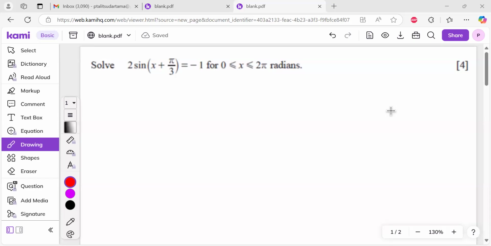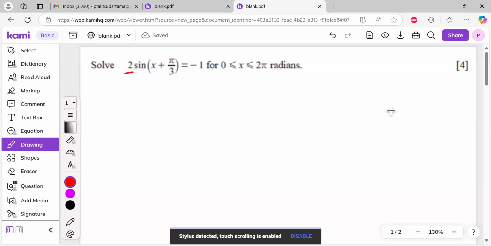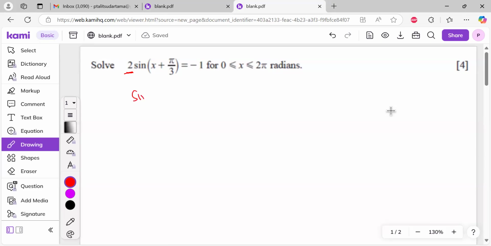And also make sure that the coefficient is 1. In this case, I have 2 sin(x + π/3) = -1. So I have to make it 1. How can I make this into 1? I simply divide both sides by 2. So then it will be sin(x + π/3) = -1/2. Now, as you can see, these two are equivalent, even though now I have only sin, no more 2 sin.